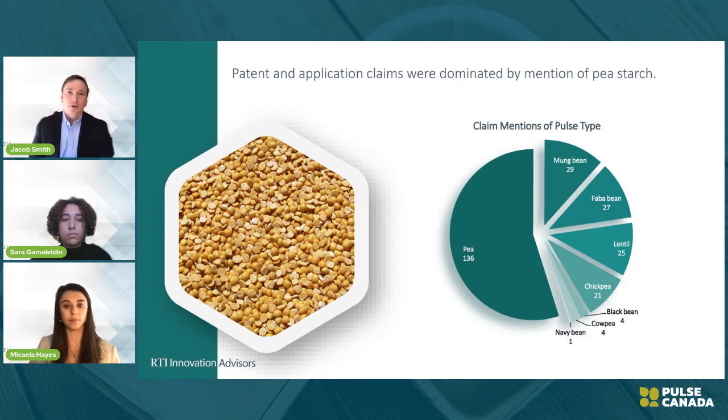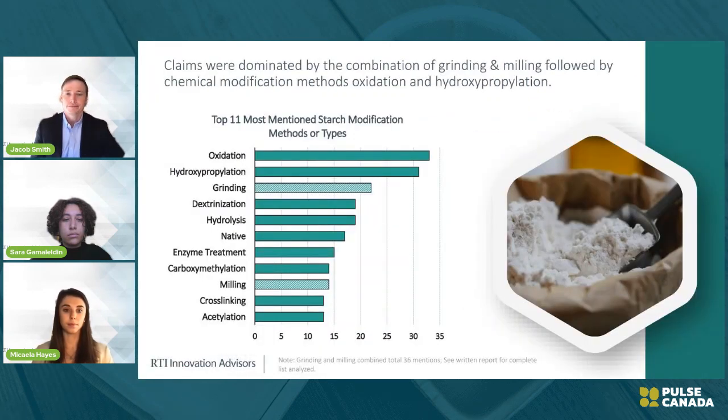So when you dive a little bit deeper into the subset of those most relevant patents, what you'll see, and maybe is not surprising based on what Janelle presented earlier, is that pea starch was mentioned most often in the claims of these patents. Over 50% of the refined data set that we looked at mentioned pea. You have minor mentions for other different types of pulses like mung bean, fava bean, lentil, and chickpea, with a few others sprinkled in there. But pea has been the main driver of these patents and applications that have been filed.